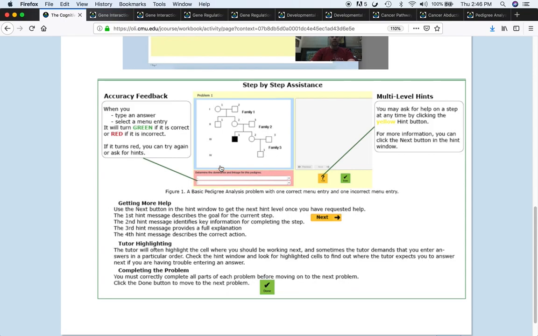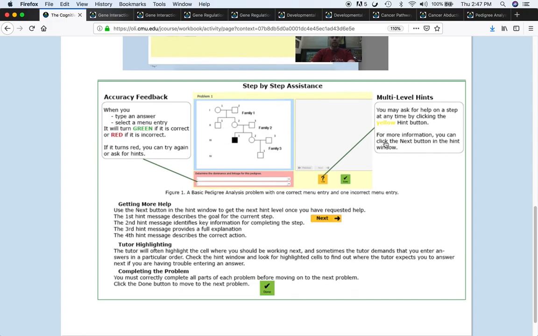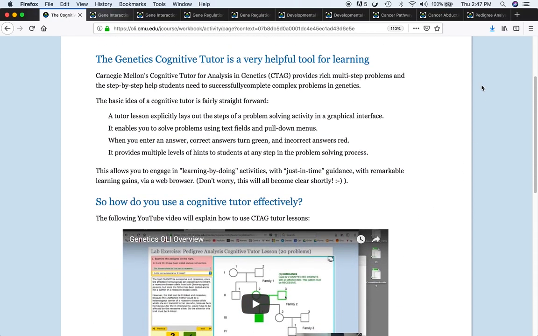The basic idea is that there's a problem that is scaffolded or laid out for you with all of the steps in that problem made explicit by text fields or pull-down menus, and then there is a help button that you can click on and get help and ask for more levels of help. There are several different levels of help at each step. You can go through this if you're interested.